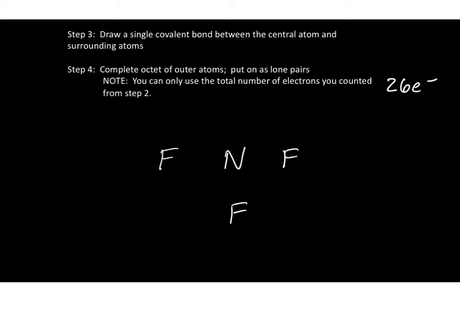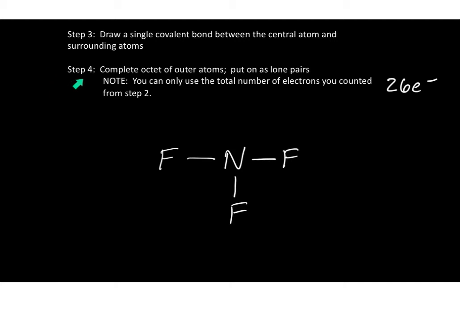In order to do that, I'm going to put a bond here between nitrogen and fluorine, a bond here, and a bond here. Now, in doing so, this bond is indicative of 2 electrons. So I've used 2 electrons here, another 2 for 4, and another 2 for 6. Of my 26 electrons, I've used up 6 of them in making the single bonds. Okay, so that's step 3.